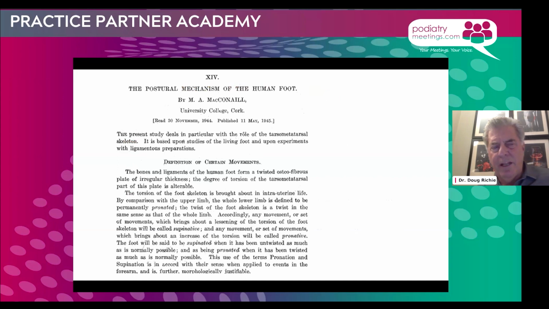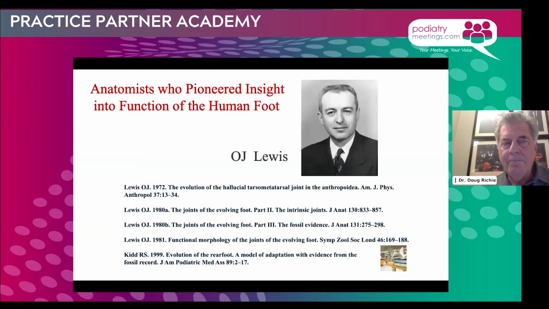To quote from the opening of the paper, he says the bones and ligaments of the human foot form a twisted osteofibrous plate of irregular thickness. The degree of torsion of the tarso-metatarsal part of this plate is alterable. Importantly, he points out that the torsion of the foot skeleton is actually brought about in intrauterine life. We'll get back to that in a minute.